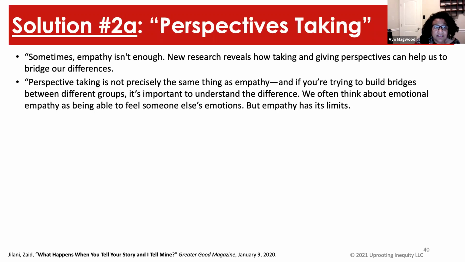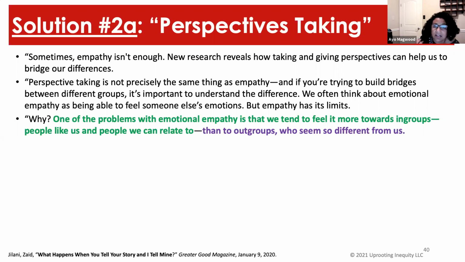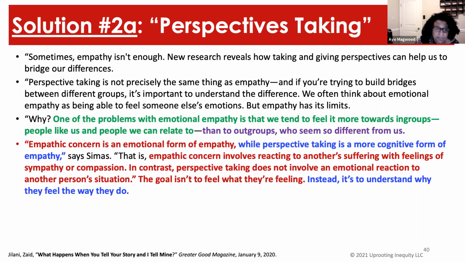So perspective taking is when you listen to somebody else's perspective. It's not exactly the same as empathy. Okay, that's important. Remember that our tendency to have bias is so strong and so instinctive that we have trouble empathizing with the other. So perspective taking is sort of a cognitive type of empathy. It's usually dangerous to use emotional empathy with outgroups because they're so different from us. So empathetic concern is an emotional form of empathy, while perspective taking is a more cognitive form of empathy.